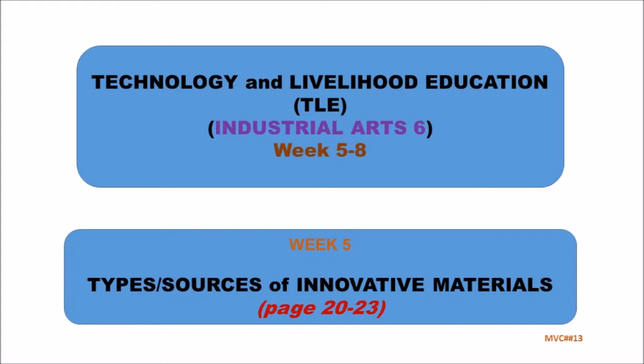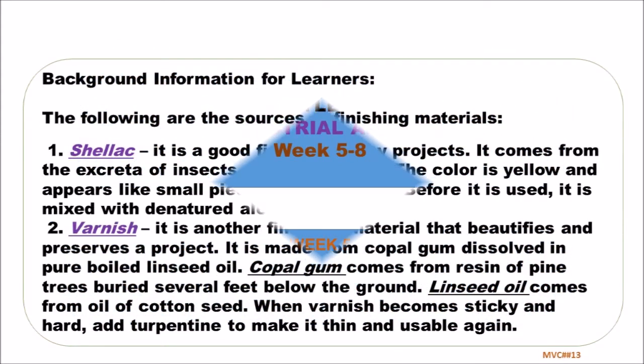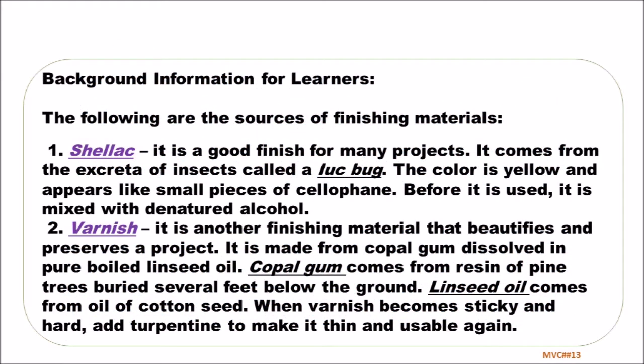Ang topic po natin for week 5 is the types or sources of innovative materials. Ano-ano ba ang mga sources of finishing materials? Number 1, shellac. Ang shellac daw po ay galing sa dumi ng insect na tinatawag na lakbag na hinahaluan ng denatured alcohol. Number 2, varnish.